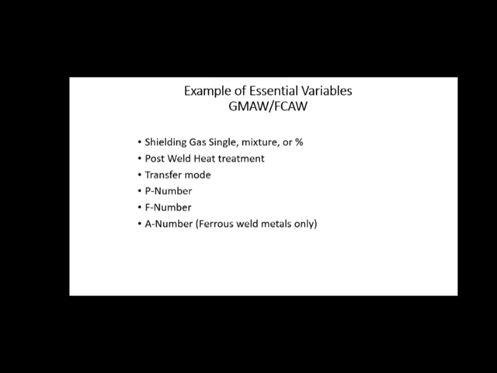If you're a ferrous alloy, ferrous meaning the bulk of the material is made up of iron, you're going to have an A number on that filler material. So that's where A numbers come in. If you're dealing with titanium, zirconium, or one of the other non-ferrous materials, you don't have an A number. F number, all filler materials have them, and P numbers, all base materials have them, but an A number is just for ferrous weld materials.